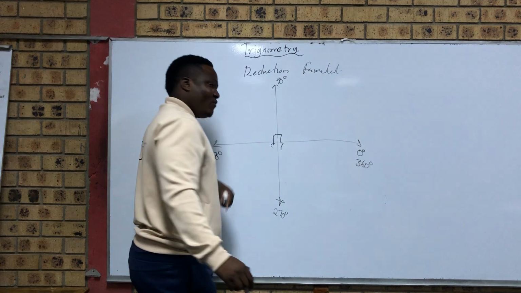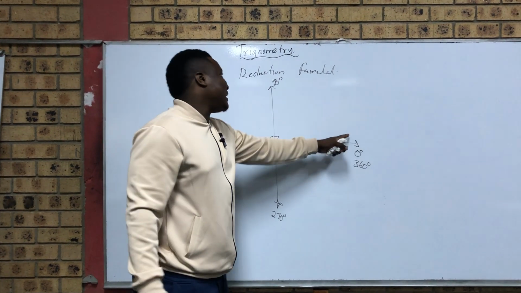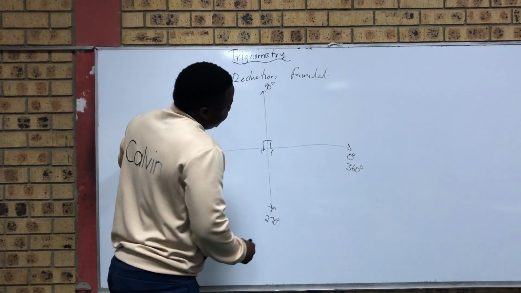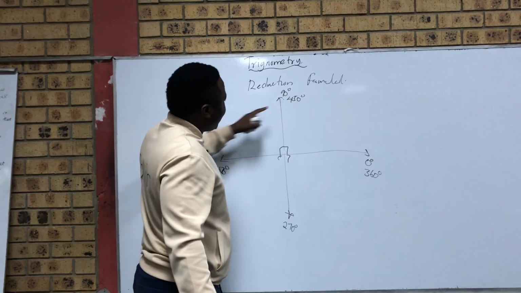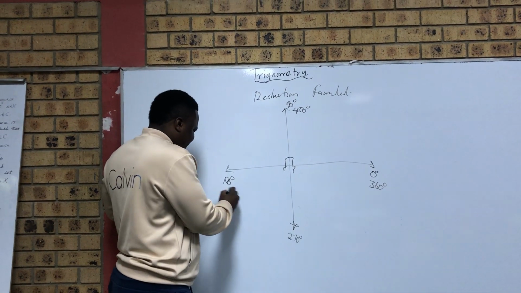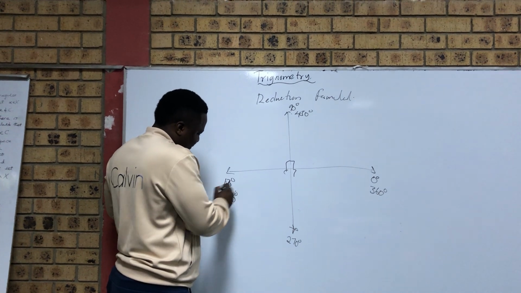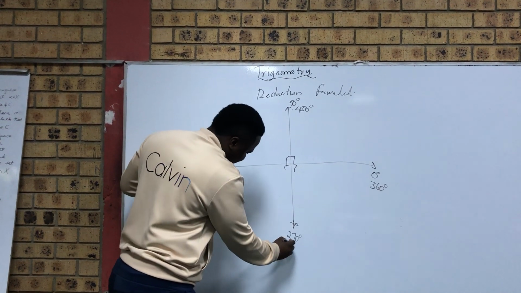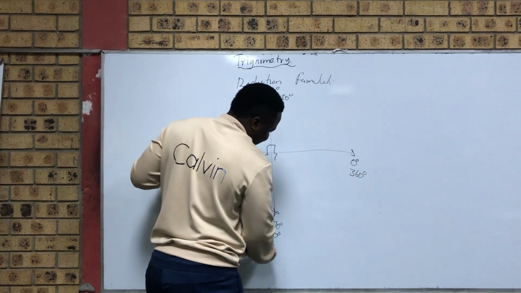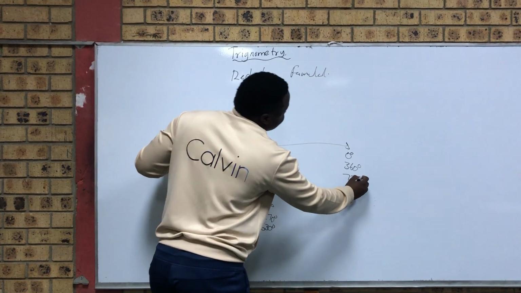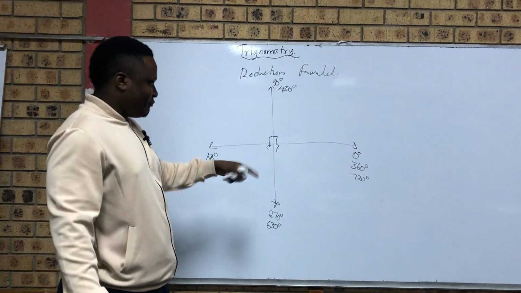You add 90, you get 360. If you want, you can still add 90 there. If you add 90, you get 450. And then you add 90, you'll get 540. Then you add 90, you'll get 630. Then you add 90 here, you'll get 720. There's a reason why I'm continuing.